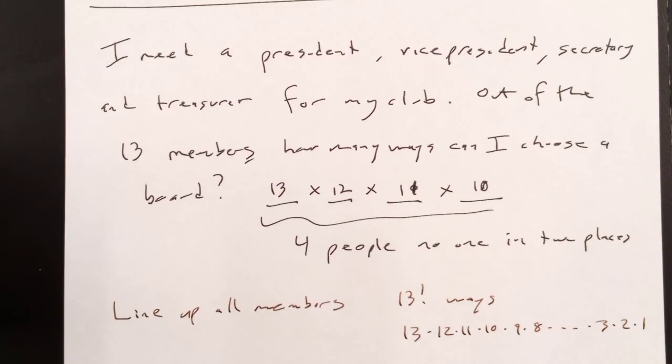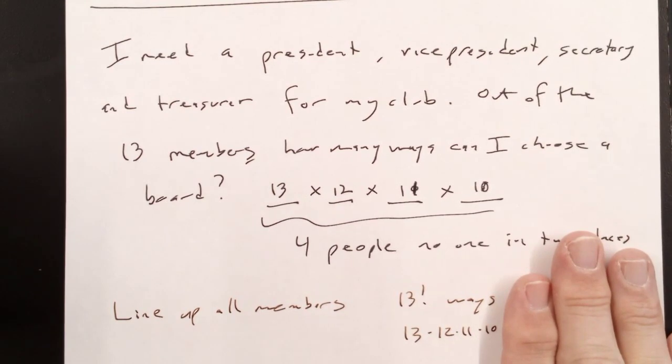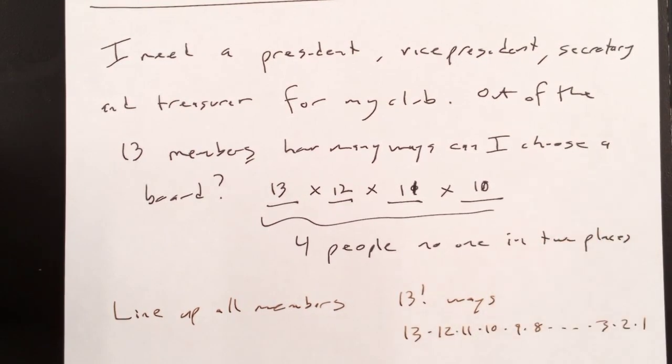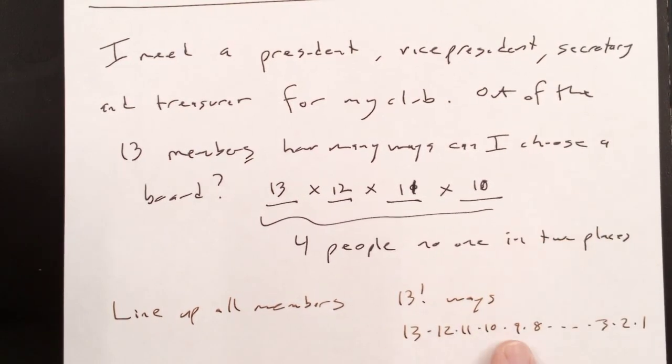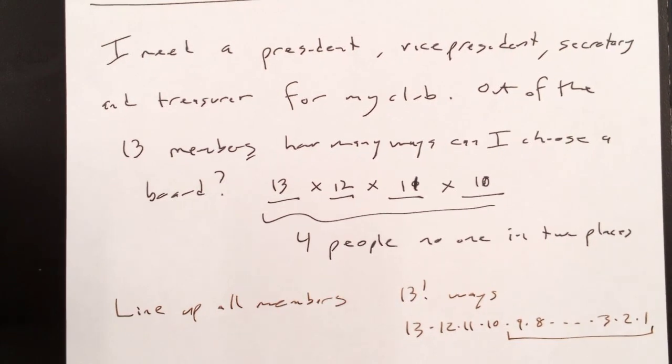However, I'm going to look at all the possible ways to do this. And then I'm just going to take the first 4 people. Notice, if I just take the first 4 out of that list, isn't that the same thing? Wait a minute. If I take this number and I want to get rid of all of these numbers here, I want to chop those off. But those are being multiplied.